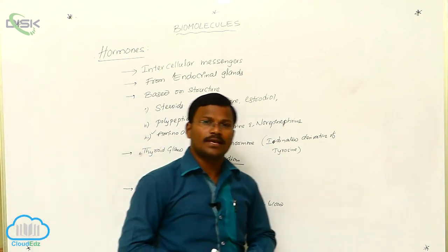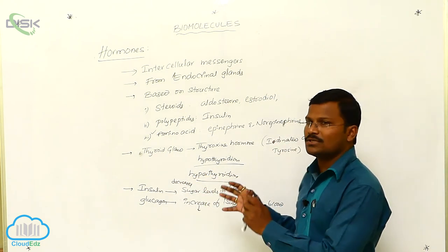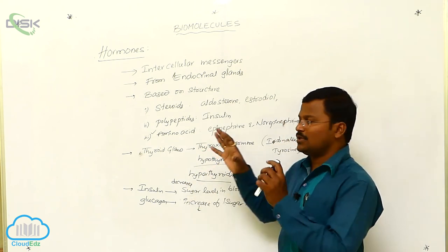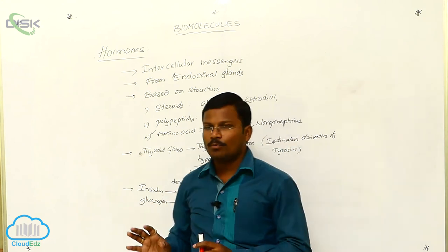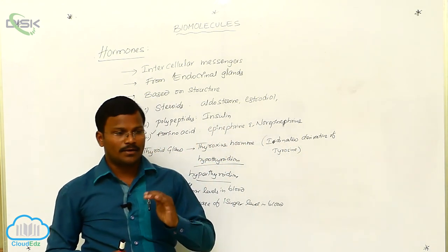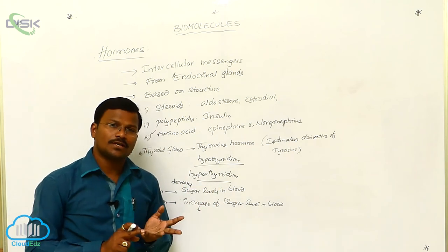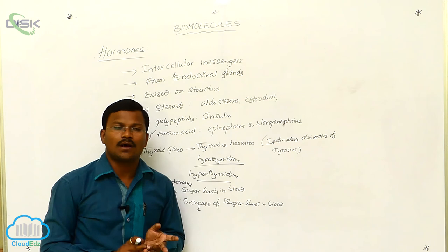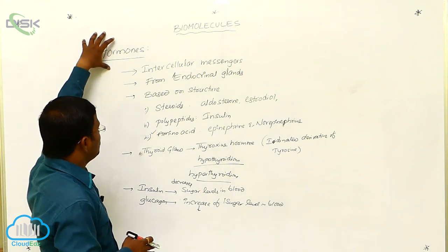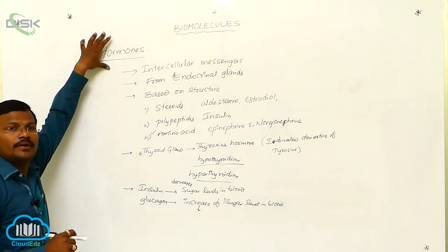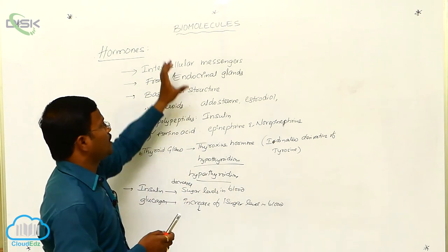Some more hormones are there, which are useful to maintain some biological functions of the living organism's body. So this is the topic, biomolecules. Once again, from the topic of biomolecules, so far we explained related concepts: carbohydrates, structure, functions and importance of carbohydrates. Next, amino acids, proteins. Next, nucleic acids, enzymes, and finally, hormones. Okay, so this is the topic of biomolecules.